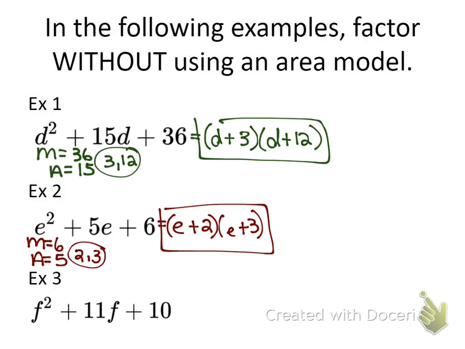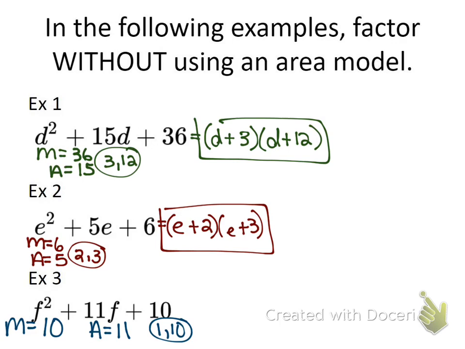Last one, I'm going to have Ben do. Ben, what's your M? Okay, M equals 10. A equals 11. Okay, so what can you multiply to get 10 and add to get 11? 1 comma 10. So that's your MA.